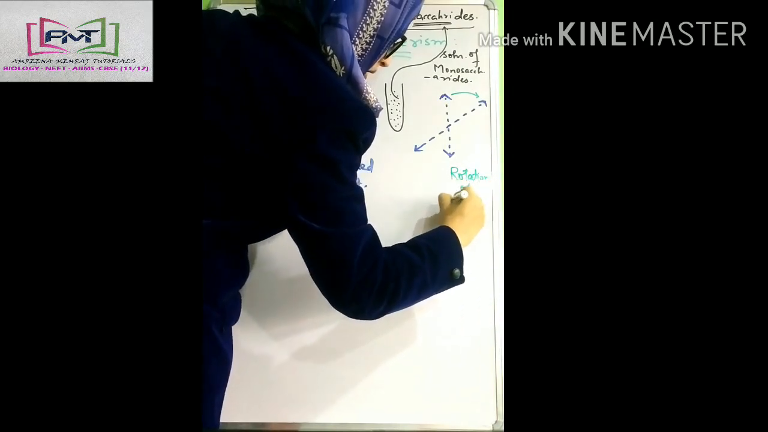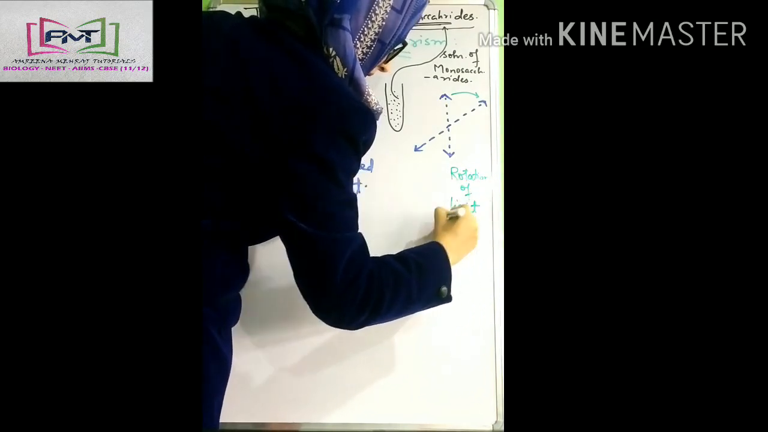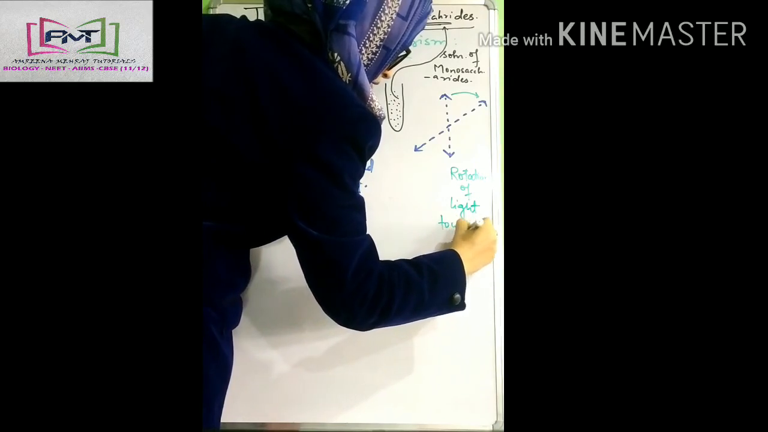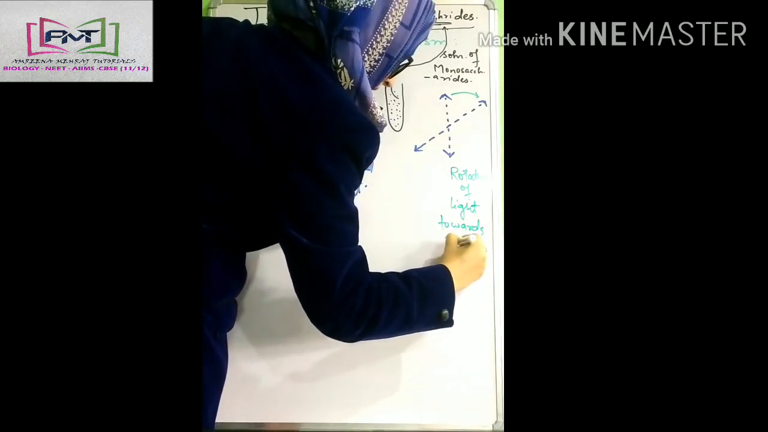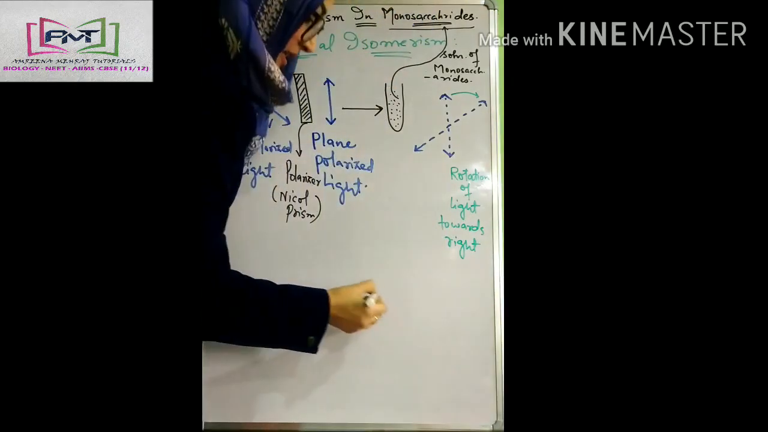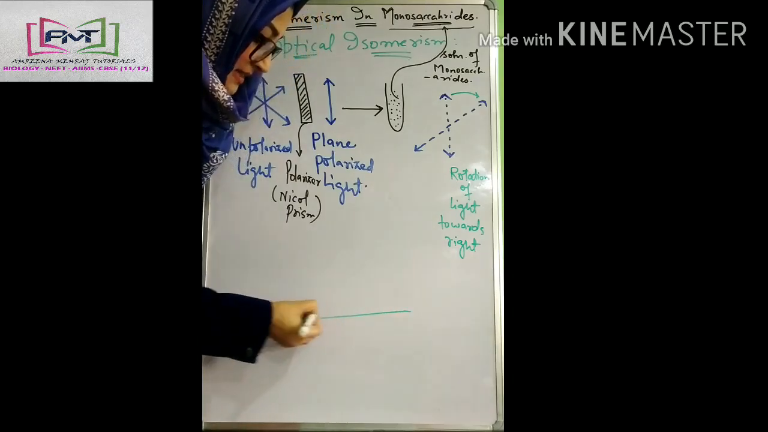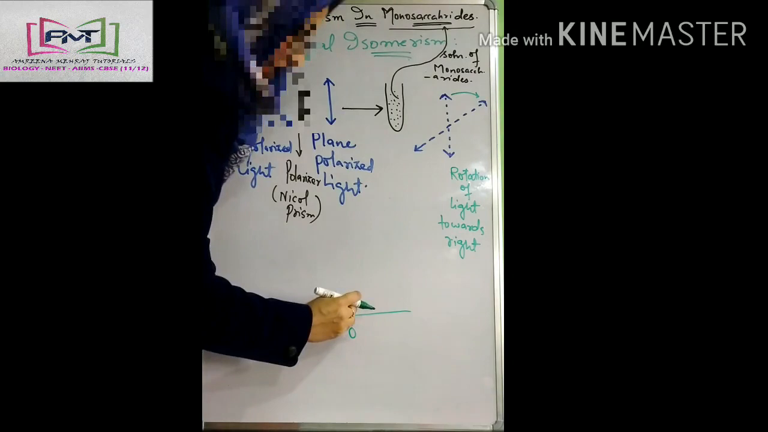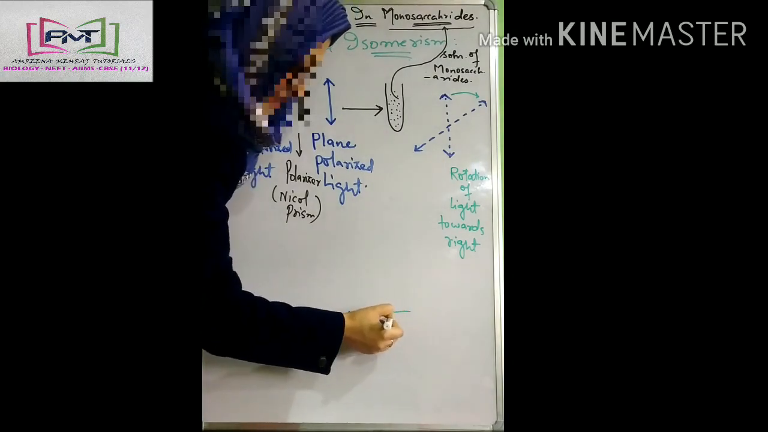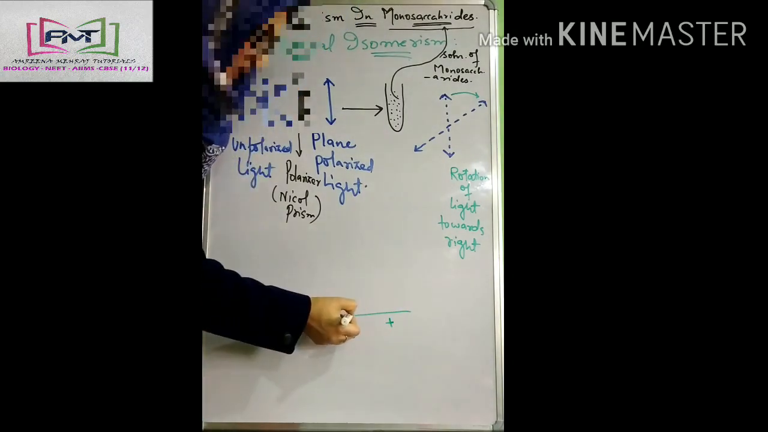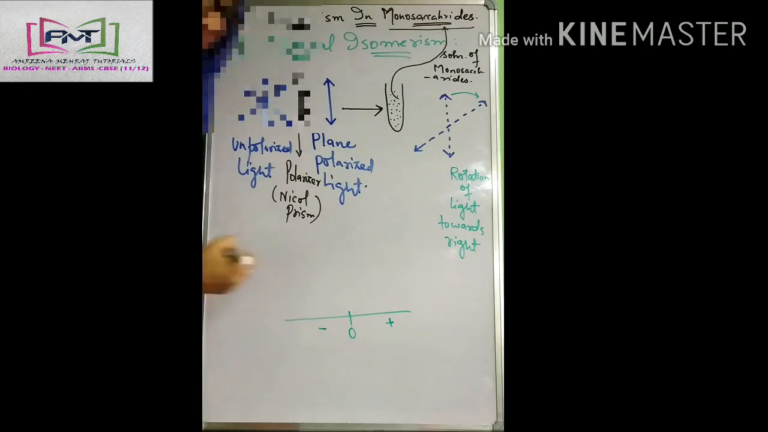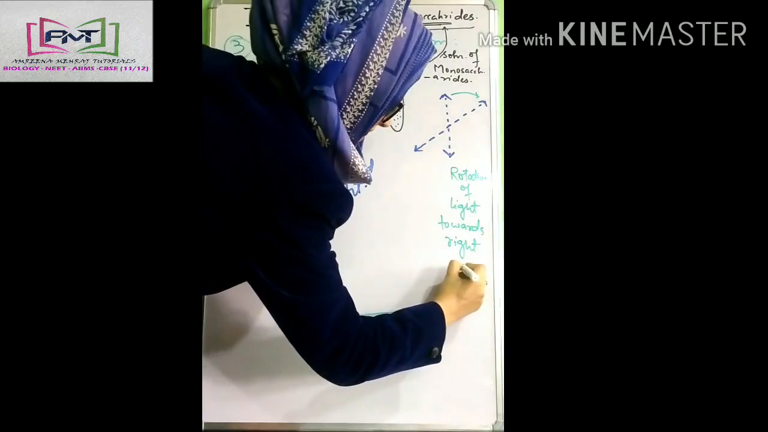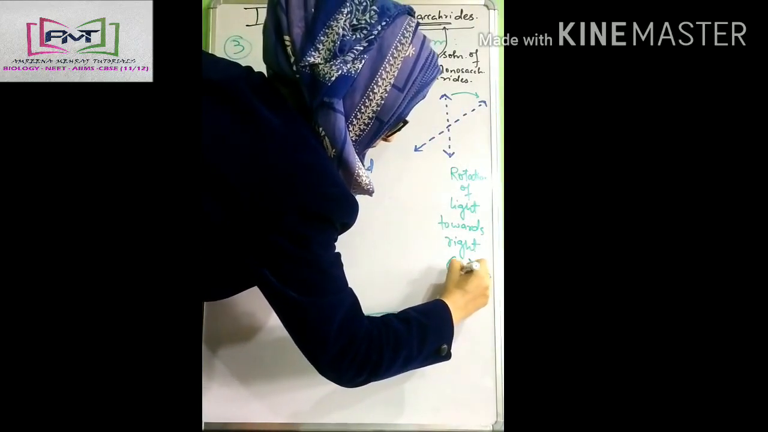Rotation of light towards right. In mathematics, you usually represent right by plus. See, if this is a number line, over here you have 0. All the numbers which fall on right side are represented by plus. The numbers which fall on left side are represented by minus. Can't we show this as this direction then?